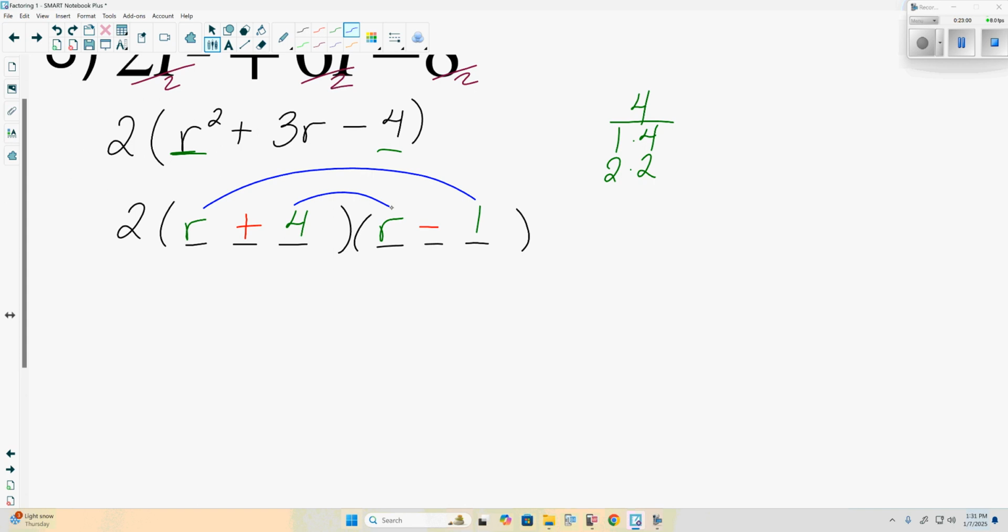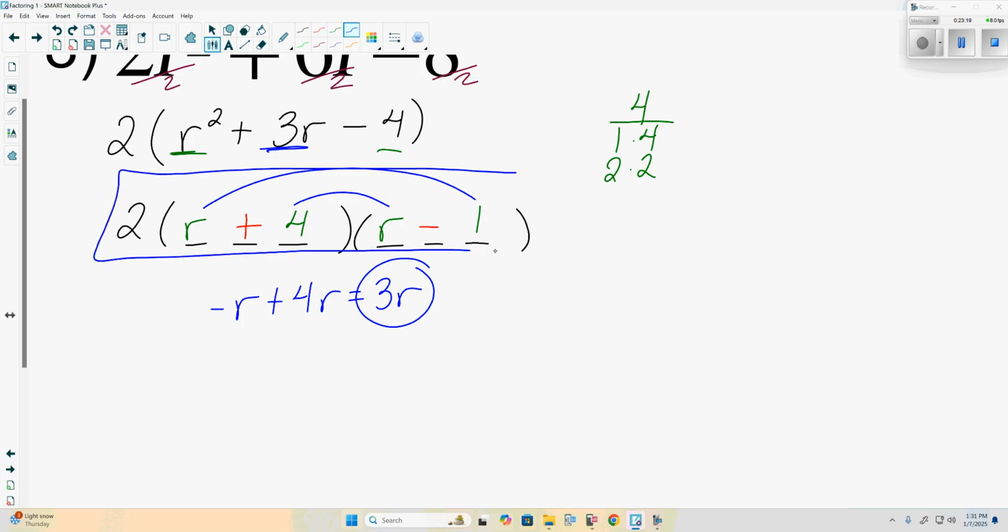Now this time we're checking to see if we get 3r and not 6r, because again we're looking for our middle term after we factored that out. R times negative 1 is negative r. 4 times r is plus 4r, giving us a middle term of positive 3r, which is what we wanted. So really having that greatest common factor doesn't change a whole lot. We just factor it out and then go from there.